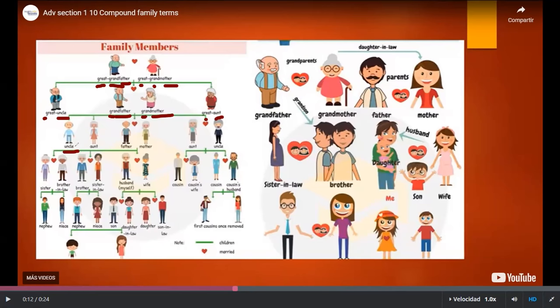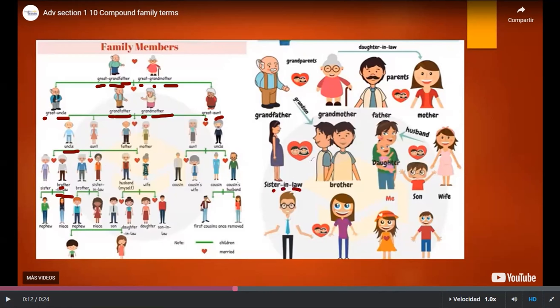No, it's not, because it's only one word. Brother-in-law, is that a compound noun? Yes, because brother is a noun, law is a noun. So you have brother-in-law. That's a compound noun.